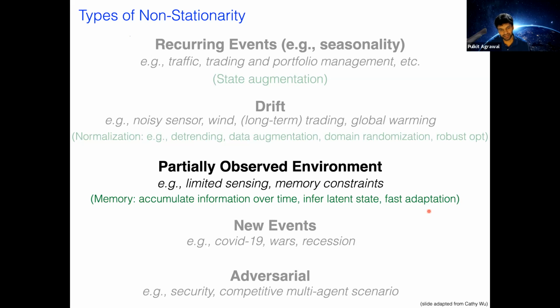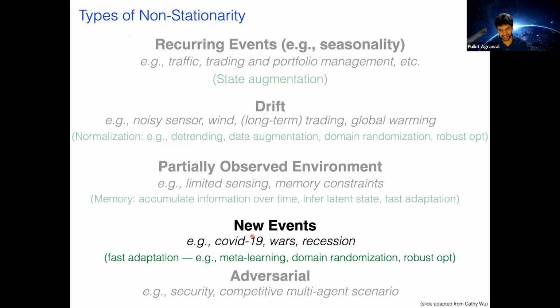Another is fast adaptation. I can quickly adapt to new things which are happening, which is also a standard way to deal with very new events. Right? So in fast adaptation, we discussed briefly about meta learning. Again, robust optimization and domain randomization are some things which improve adaptation.